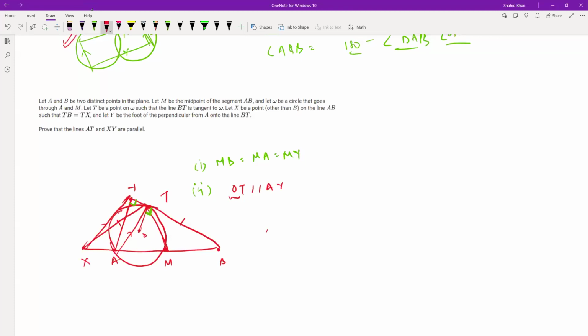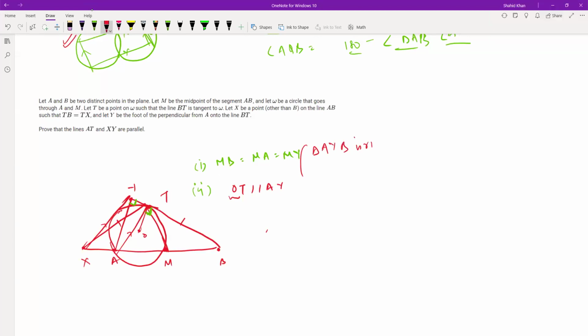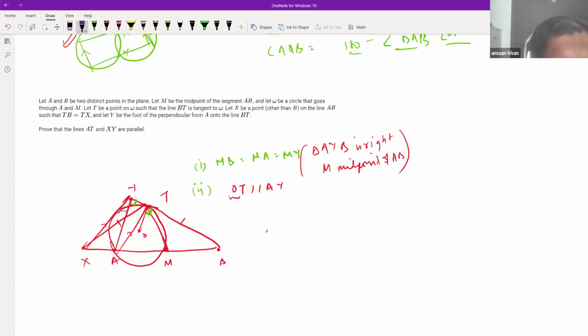However, M is not the midpoint of BX, I think. It's not the midpoint of BX, it's the midpoint of AB, and AYB is a right angle triangle. Wait, I'll just write it here. I guess if we prove that XYA is equal to ATO, like I introduced O, then the lines XY and AT will be parallel. Yeah, if you prove that, then sure. I think this could be a possible approach.